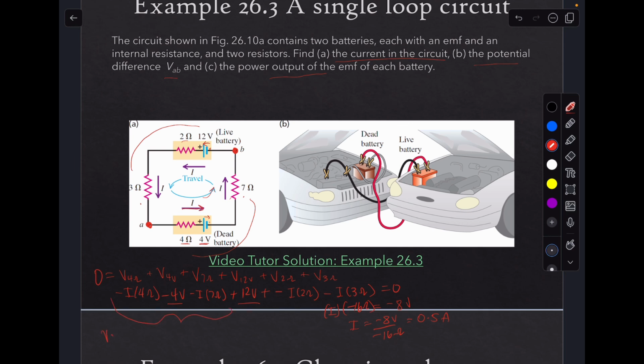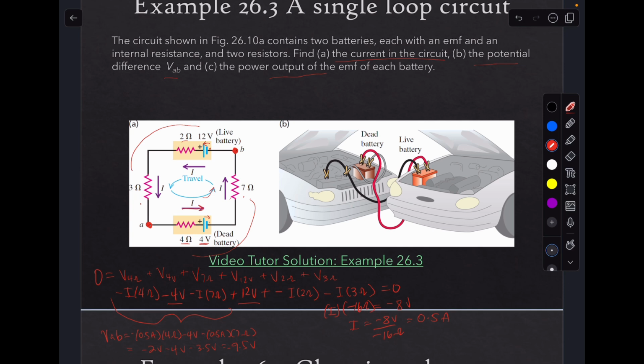Okay, so VAB is going to equal, and I was 0.5, right? So negative 0.5 amps times 4 ohms minus 4 volts minus 0.5 times 7. Okay, so that equals negative 2 volts minus 4 volts minus 3.5 volts. So that's negative 9.5 volts. Okay. So the potential difference is 9.5 volts.